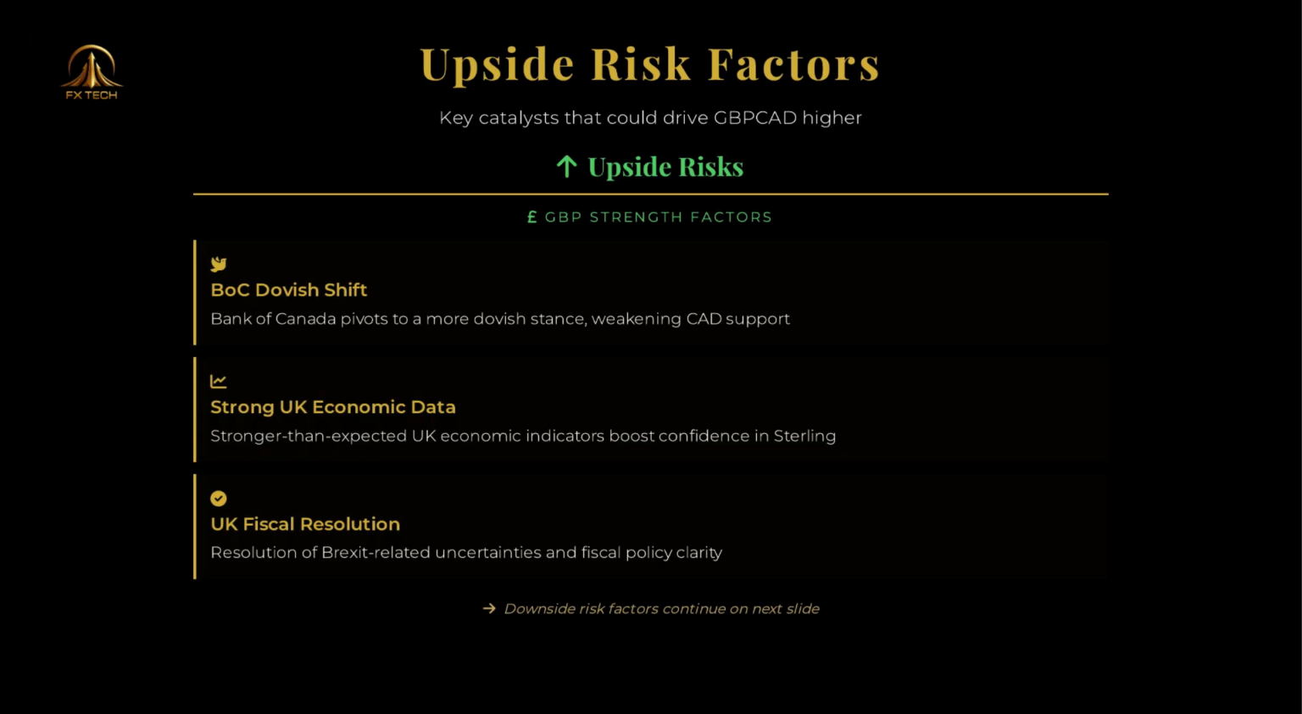Stronger than expected economic indicators from the UK would improve sentiment toward the British pound and support GBPCAD gains. Third, UK fiscal resolution could provide upside. Resolution of Brexit-related uncertainties and greater fiscal policy clarity would remove a key headwind for sterling. While these upside risks exist, they currently appear less likely than the base case or downside scenarios. However, traders should remain alert to any shifts in these fundamental factors that could change the outlook.